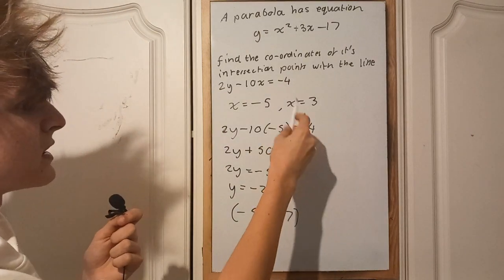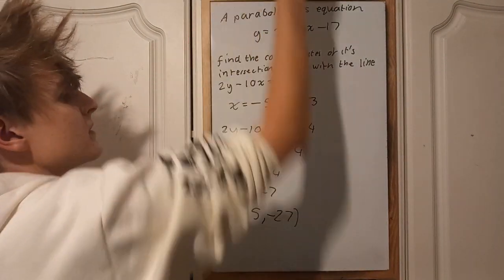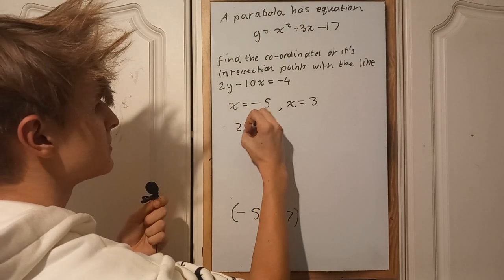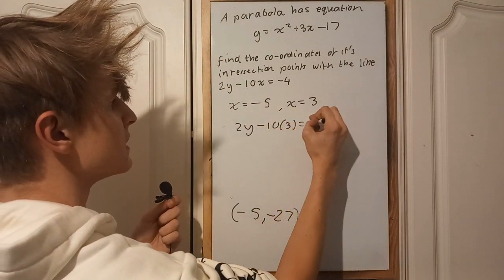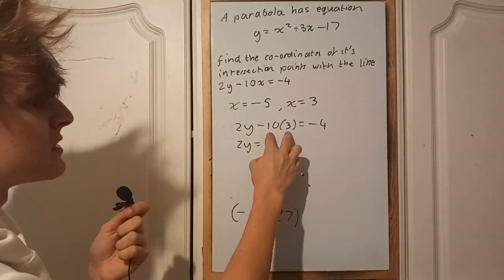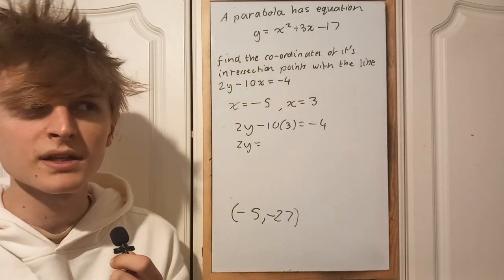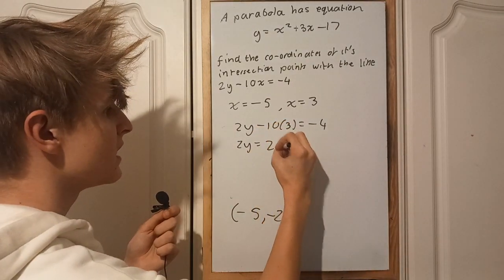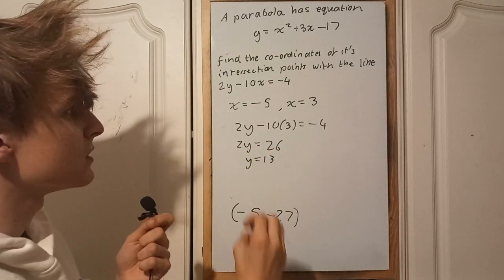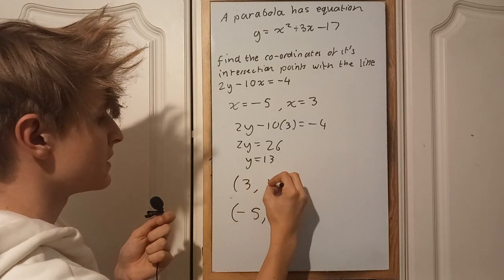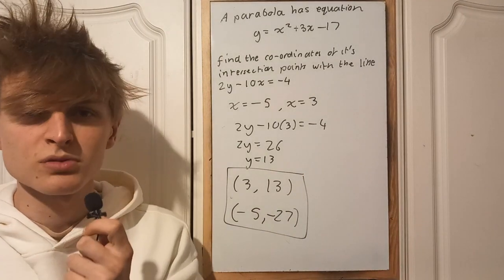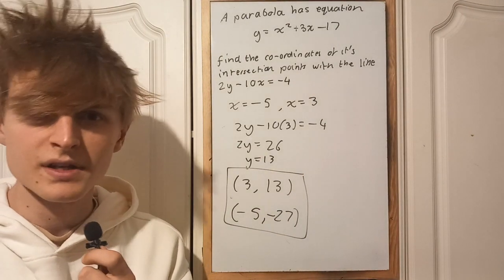Fantastic. Now let's plug in x equals 3. So from there, I'm going to rub out this bit. From there, we can get that 2y minus 10 times 3 must equal -4. Okay, fantastic. Usual business. 2y equals, that's -30. Add it to both sides, we get -4 plus 30, which is positive 26. And then divide both sides by 2, you get y equals 13. So our second intersection point is x equals 3, y equals 13. And there are the coordinates of the intersection points of the parabola and the line. Fantastic. Okay, on to the next section.